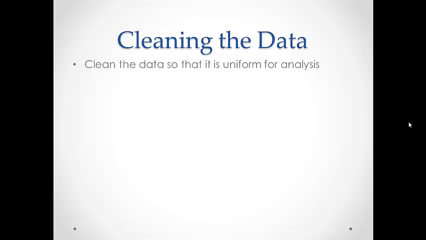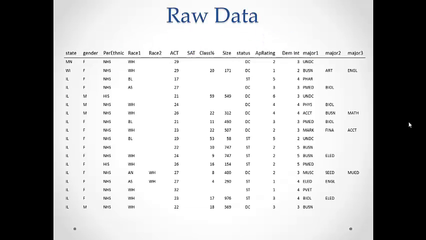So the first step of this project is to clean the data so we have a uniform data set that we can analyze. Looking at the data, you can see that there are a lot of blank spaces, and then there are categorical variables and numerical variables and character variables that require cleaning to make the data set uniform for working with.